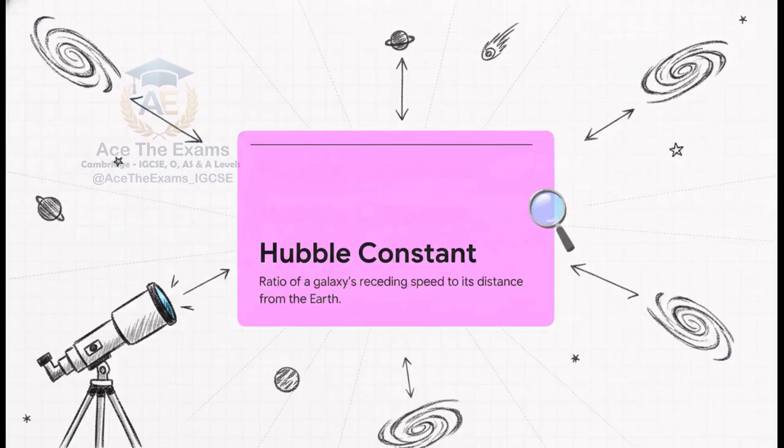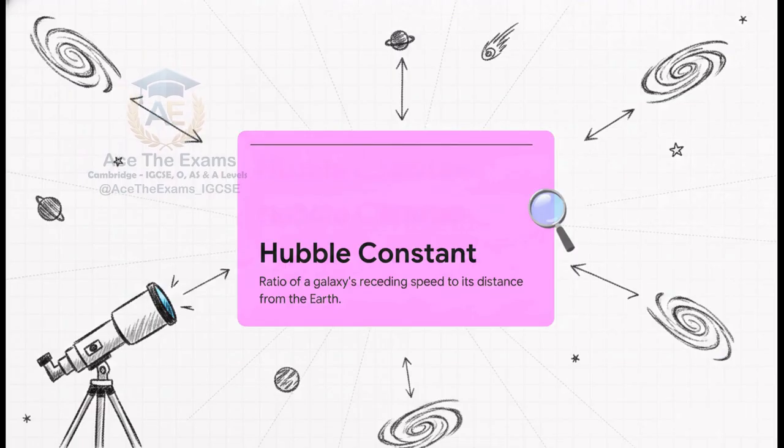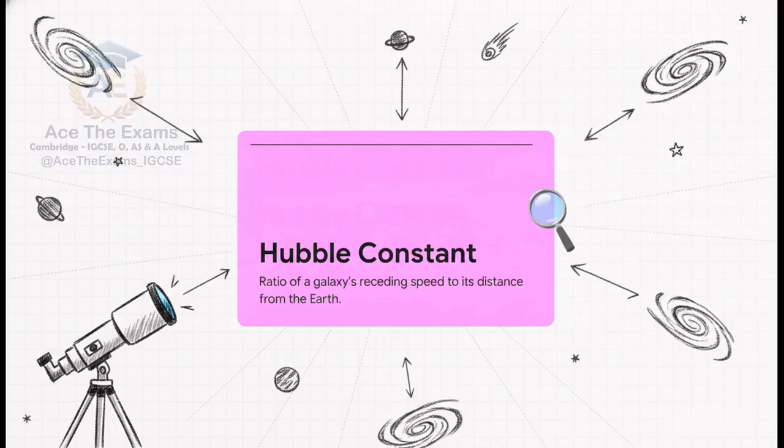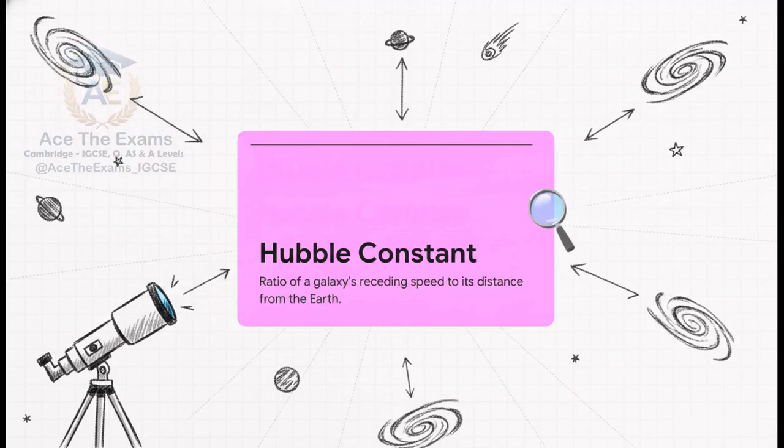Back in the 1920s, the brilliant astronomer Edwin Hubble found a mathematical relationship here. By measuring exactly how fast galaxies are receding relative to their distance from us, he formulated what we now call the Hubble constant. It's a neat little equation where the velocity of recession equals the Hubble constant multiplied by the distance. And what that does is it effectively gives us the current expansion rate of the universe.